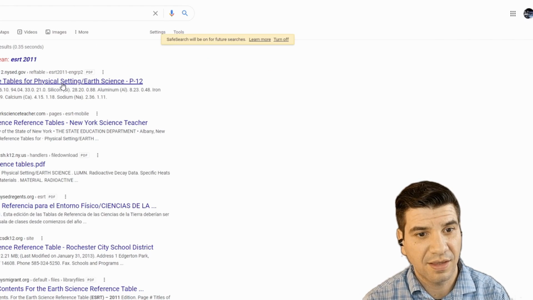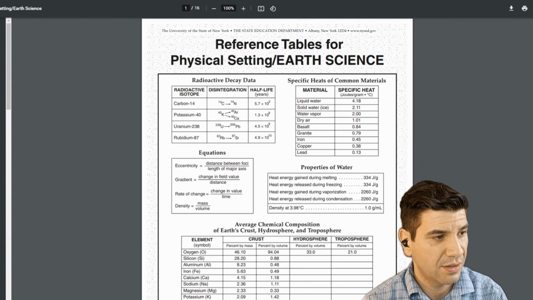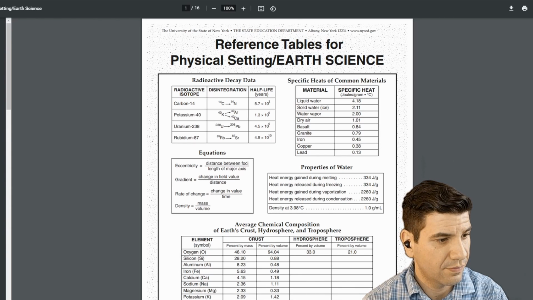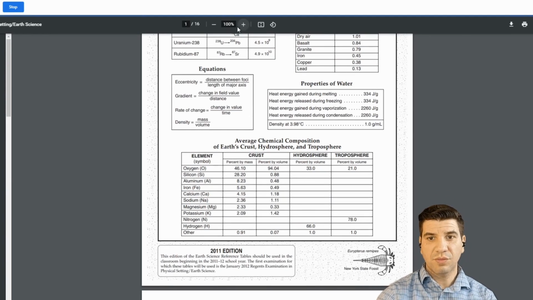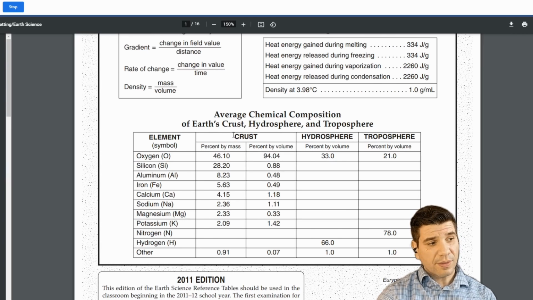In fact, let me share my screen. You should remember them from ESRT page 1. When you talk about the composition of materials, and especially the elemental composition of the Earth, when you look at the crust, well, we know what the crust is. It's the surface. Hydrosphere is actually the oceans. Hydro contains hydrogen, as in water.